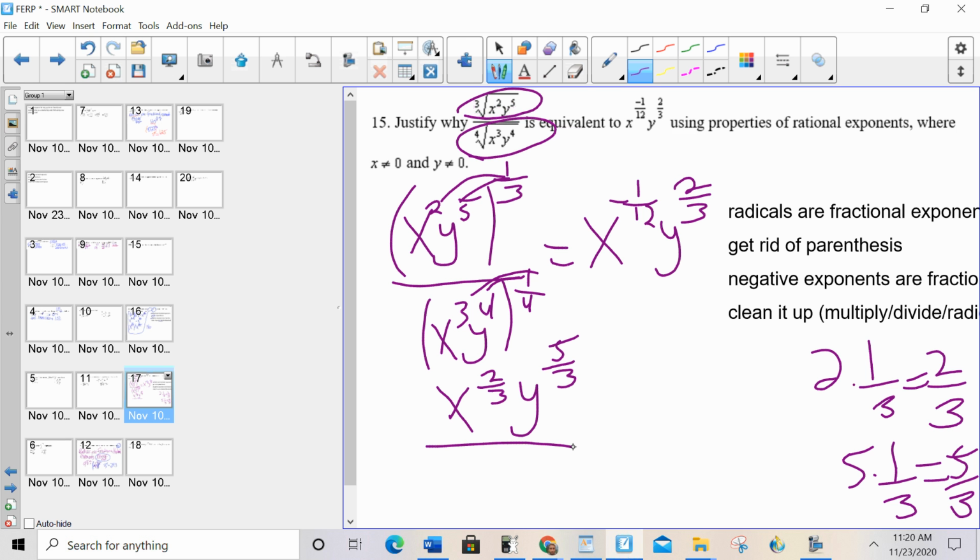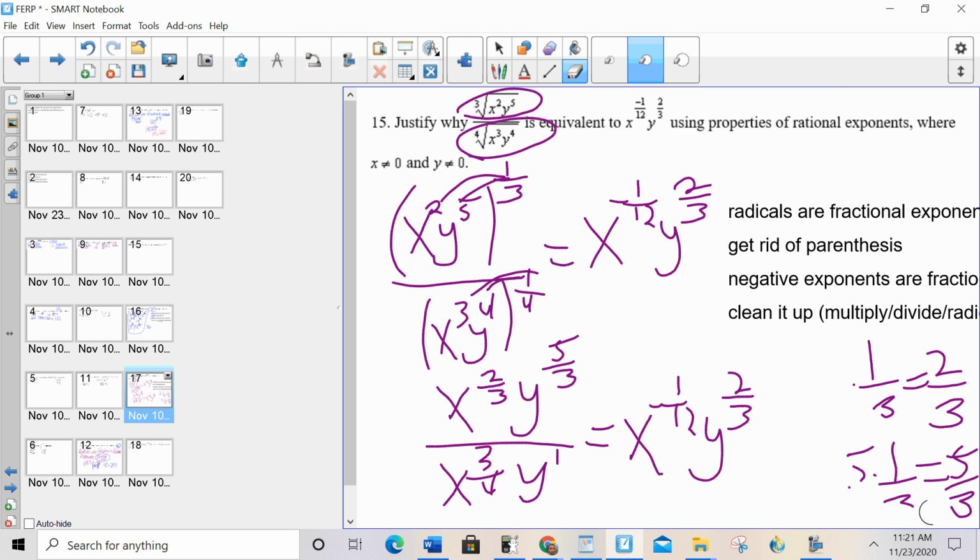On bottom, I'm not going to do the work off to the side there. 3 times 1 is 3 over 4, is 3 over 4. 4 times 1 is 4 over 4 is 1. I just bring over the right-hand side. Negative exponents are fractions. Well, I see negative exponents on the right. I'm kind of running out of space here, so let's see what we can do about that.